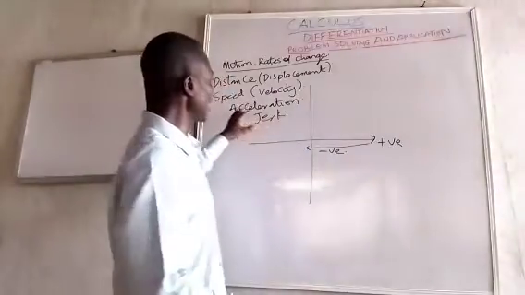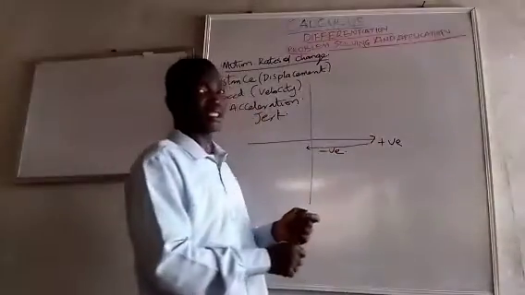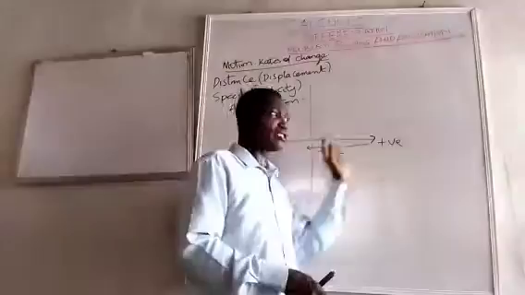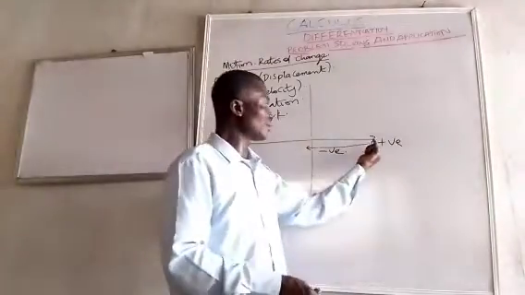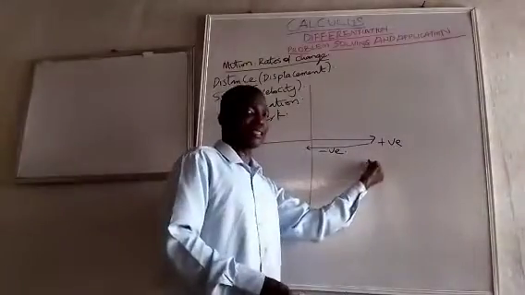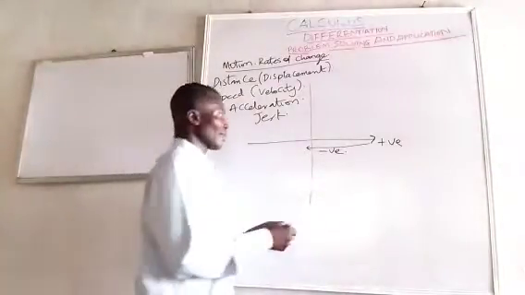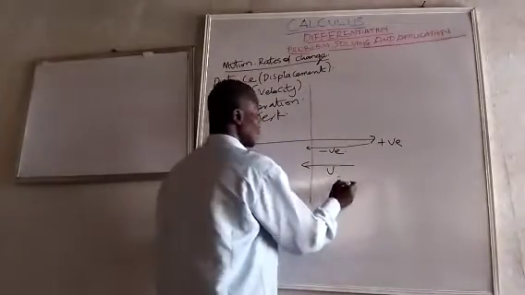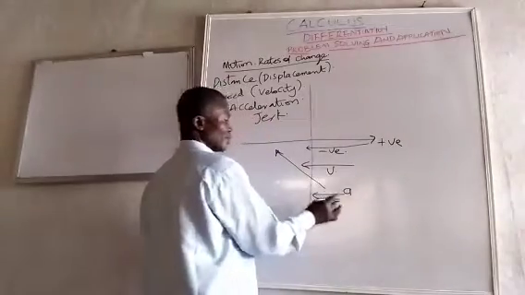And if the acceleration is positive, it will be increasing the velocity. If the acceleration is negative, it will be reducing the velocity in the positive direction. But if the velocity is in the opposite direction and it is increasing, it means the acceleration is negative in the opposite direction. Do you understand? That is, if v is towards this place and it is increasing, it means acceleration is negative towards this place.